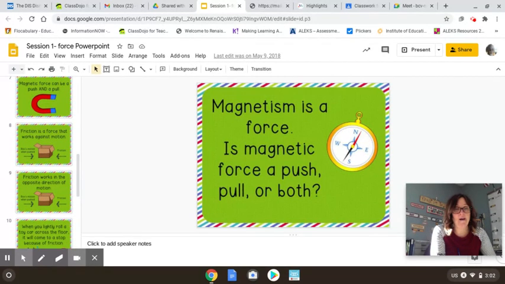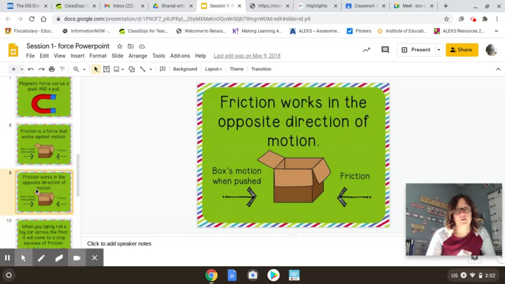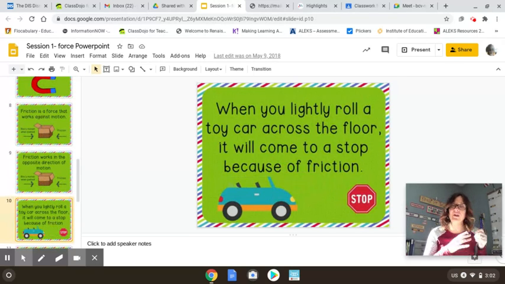We also have friction, okay? Friction is a force that works against motion. So, for example, if I'm pushing something, there's friction working against it to make it harder to push. Friction works in the opposite direction as the motion. So, for example, when you lightly roll a toy across the ground, like maybe a toy car, it's going to eventually stop moving because of friction.